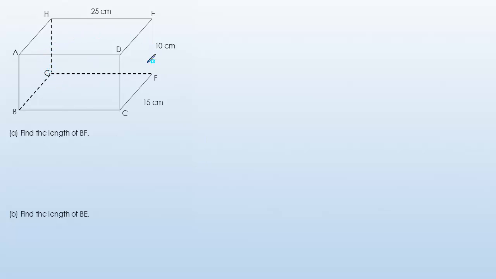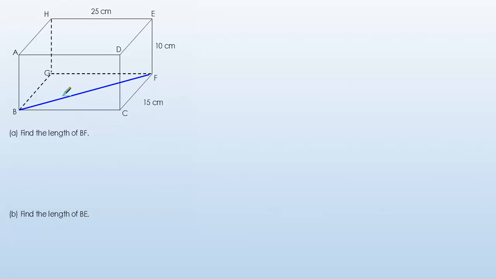We're given this rectangular prism, or cuboid as we used to call them in the UK, and we can see that the lengths going in this direction are 25 centimeters, the height is 10 centimeters, and the width is 15 centimeters. We want to start by finding the length of BF.